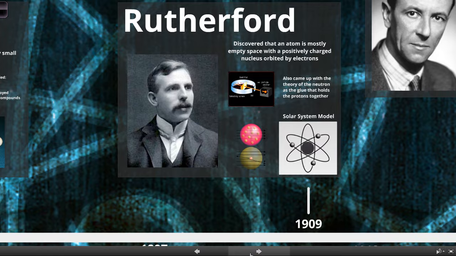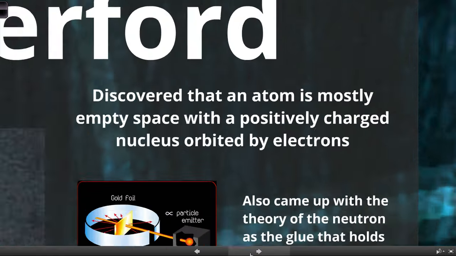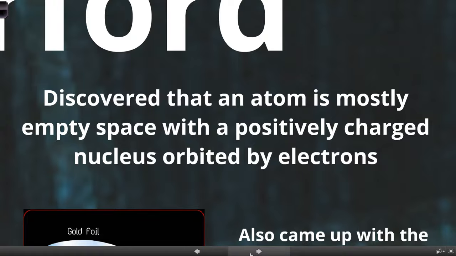And Rutherford made a couple of key discoveries. First he discovered that an atom is mostly empty space with a positively charged nucleus that's orbited by electrons. So basically he discovered that an atom is mostly empty space with electrons flying around it.